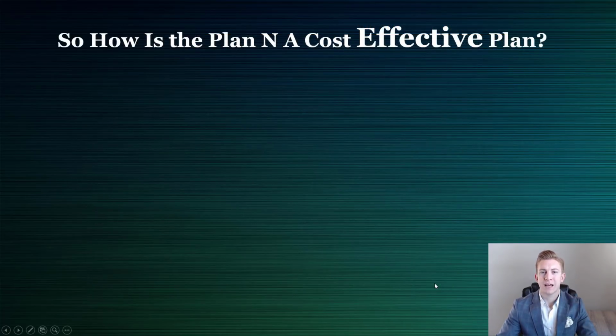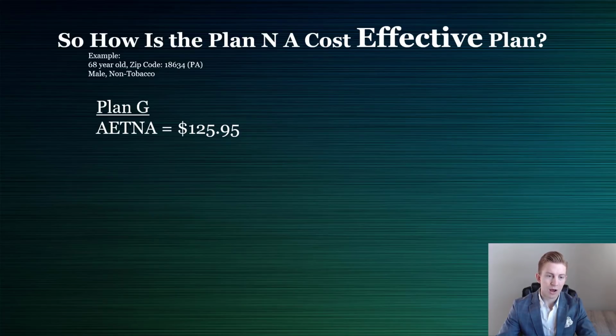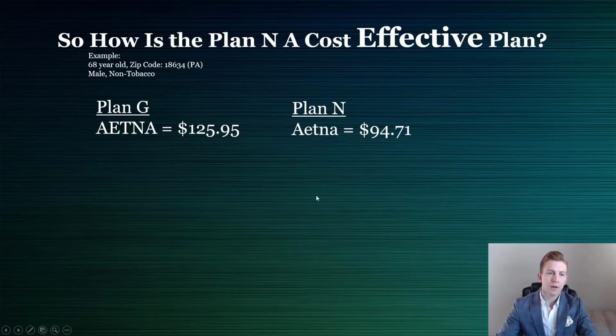So how is the Plan N a cost-effective plan? Well, for someone who doesn't frequent the doctor a lot, it actually is very cost-effective when you compare the premiums. So on Plan G, I've brought up an example here of a 68-year-old male from Pennsylvania, non-tobacco user, just to throw some quotes into the mix here. And on Plan G, the best rate was with Aetna, $125.95. And on Plan N, also Aetna had the best price currently at $94.71.